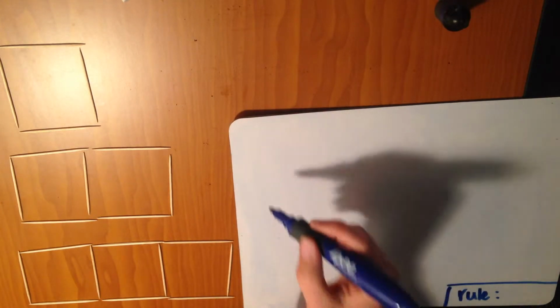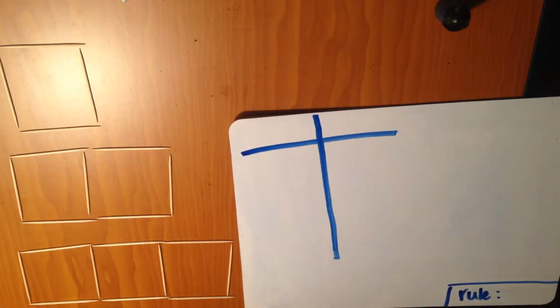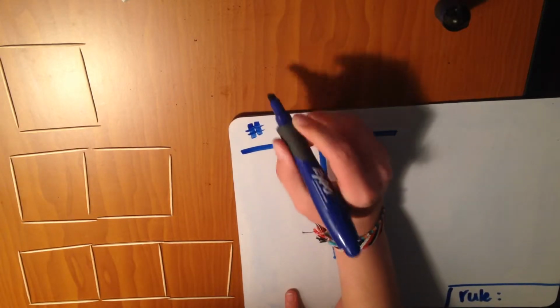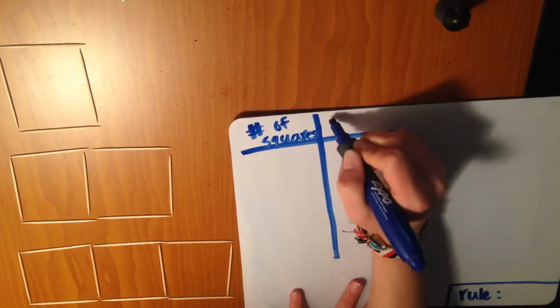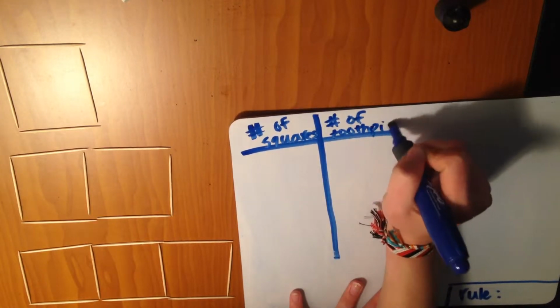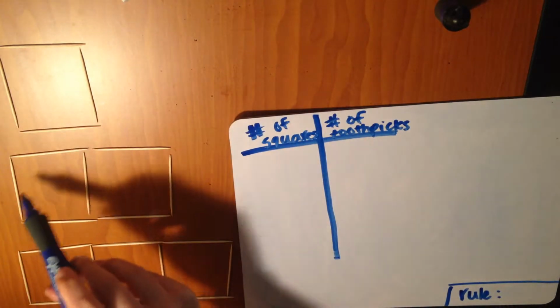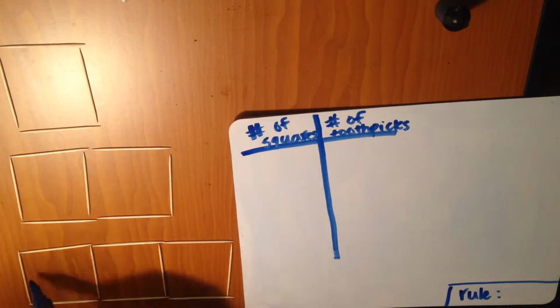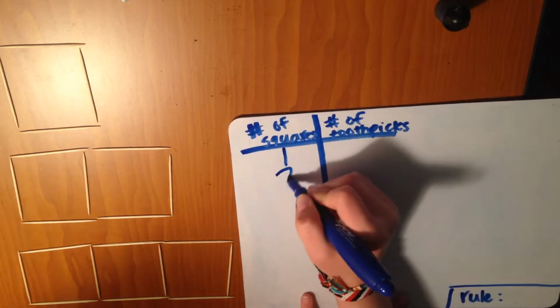So right now, what we need to start doing is creating a table. In our table, we're going to have the number of squares on our left side and the number of toothpicks that create these squares on our right. So what I have is one square, and then 2 squares, and then 3 squares. I'm going to go ahead and write that down on my left column.